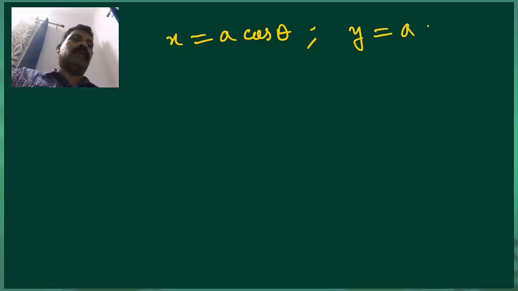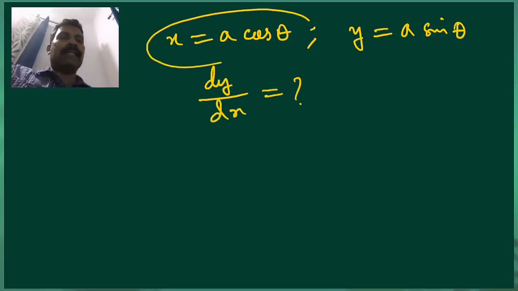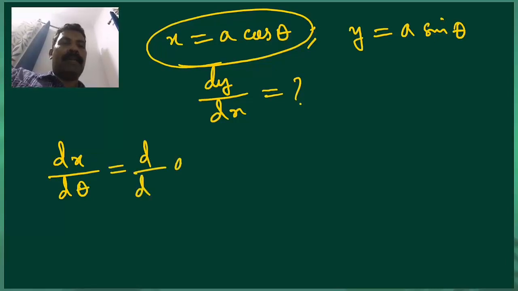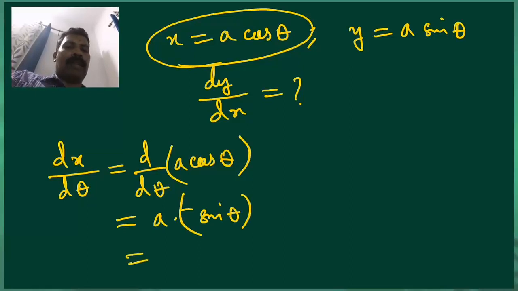We can have another example. If x equal to a cos theta and y is equal to a sin theta, then what about dy by dx? Since x is a function of theta, you can find dx by d theta here. That is the derivative of a cos theta with respect to theta. So that is equal to a into the derivative of cos theta with respect to theta, which is minus sin theta. So you can write minus a sin theta.